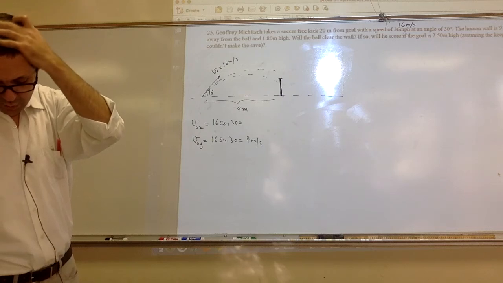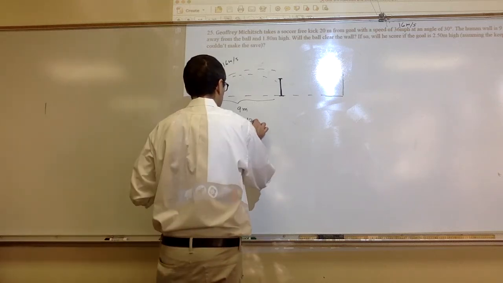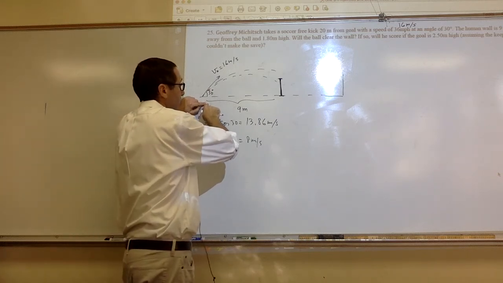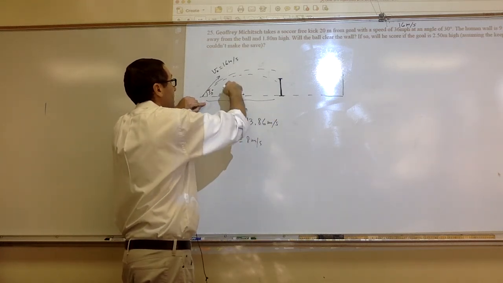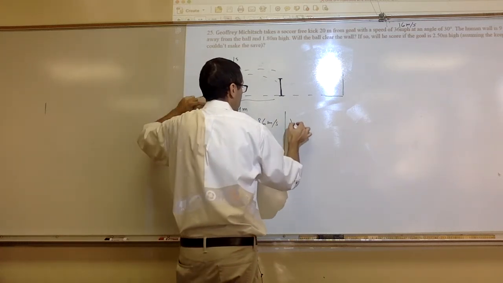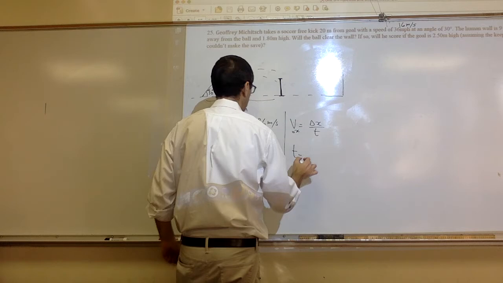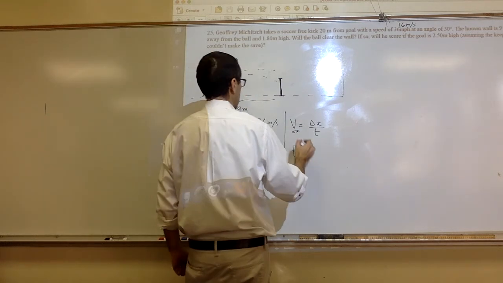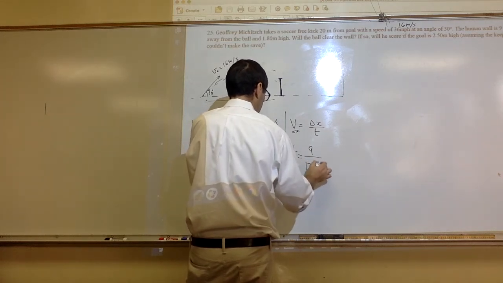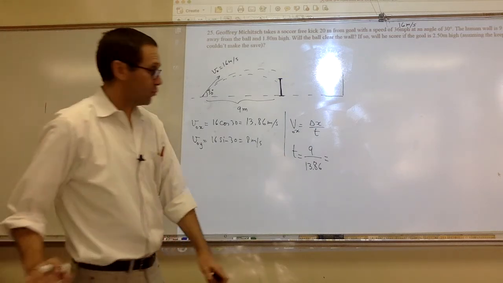and the one in the x direction is, what is it? 13.86. So let's figure out the time that it takes to travel 9 meters horizontally, and use that time to figure out the height after traveling this 9 meters. So V0x is delta x over t, which means t equals delta x, which is 9, over the x component of the initial velocity, 13.86, and we should get a time of 0.65 seconds.